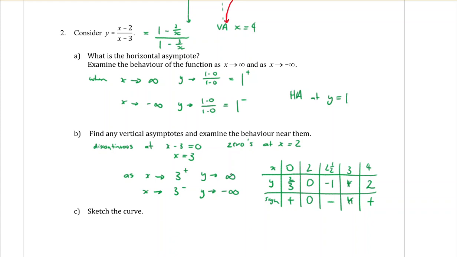Okay, we can do it from the table of signs. There's enough information there to do that, or feel free to sub in closer values if you're concerned still. And finally, we can sketch the curve. We have all our info now.